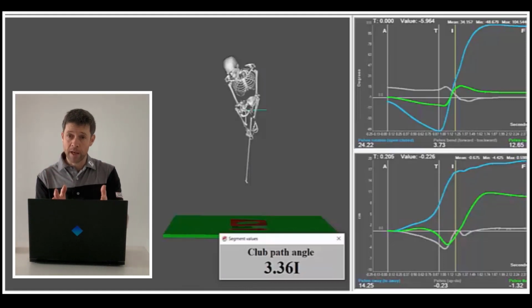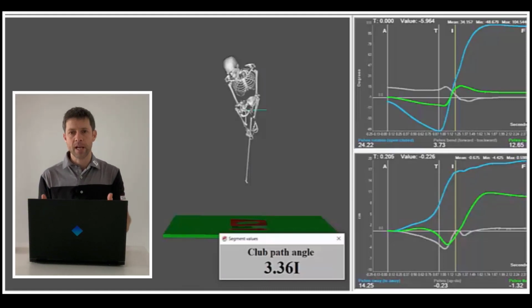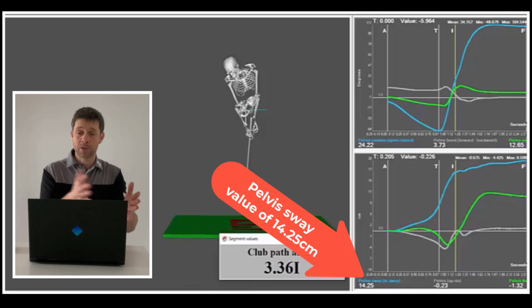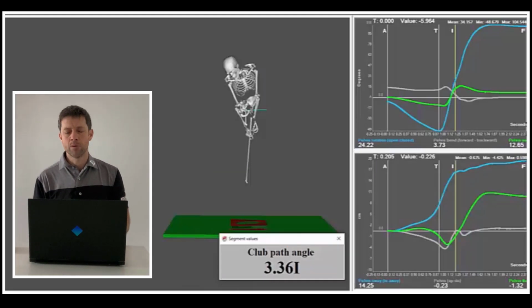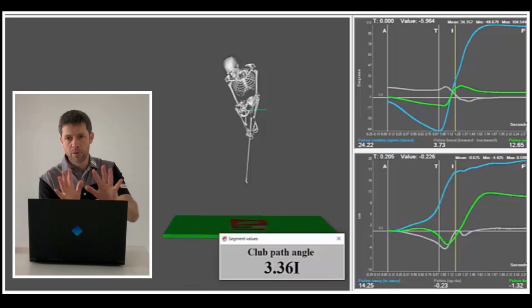So looking at the association of the pelvis movement alongside the path being produced, a much less rotated pelvis produces a much more inside path as you move into impact. And equally, looking at the values beneath and the plot underneath, as shown by the arrow on screen, we now have a pelvis sway value of 14 centimeters. So actually the same as the first example, so 8 centimeters more than the example shown previously with the outside path.